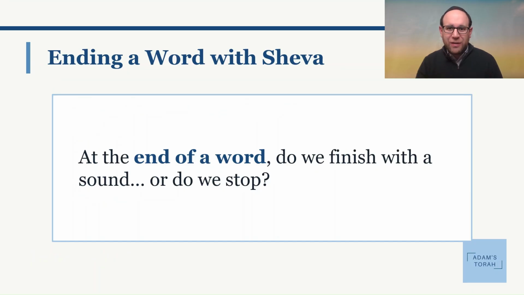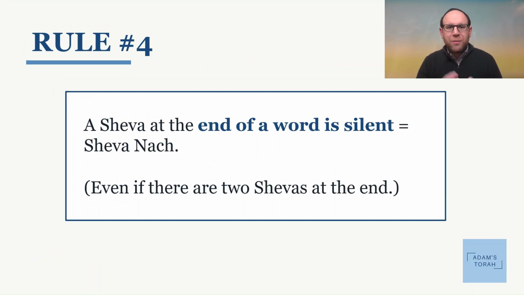Does that change anything? Rule number 4: a Sheva at the end of the word is always silent, a Sheva Nach. It's always going to be silent, and that's true even if it's going to go against rules number 2 or 3. It's possible that the last two letters will have a double Sheva. Rule number 2 tells us if you have a double Sheva, the first one is Nach and the second is Na. What I'm saying now is that if they are at the end of the word, they will both be a Sheva Nach. They will both be silent.